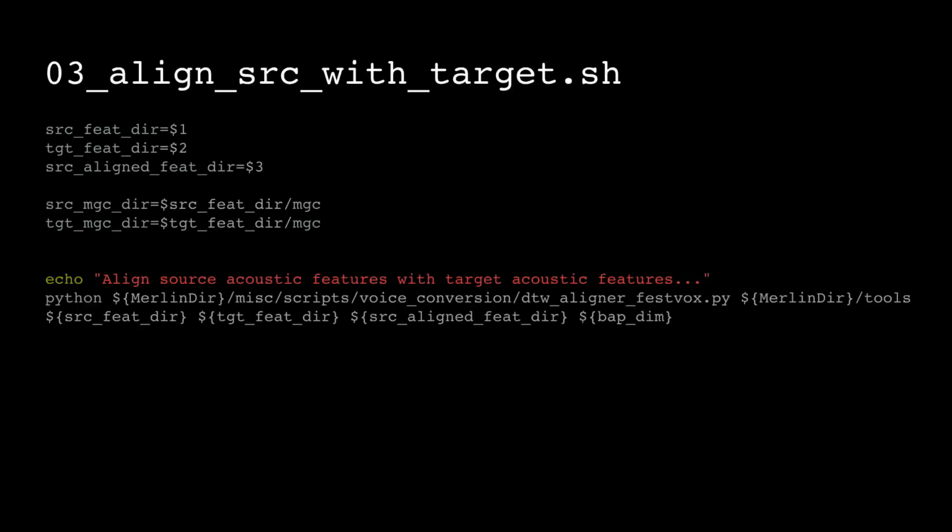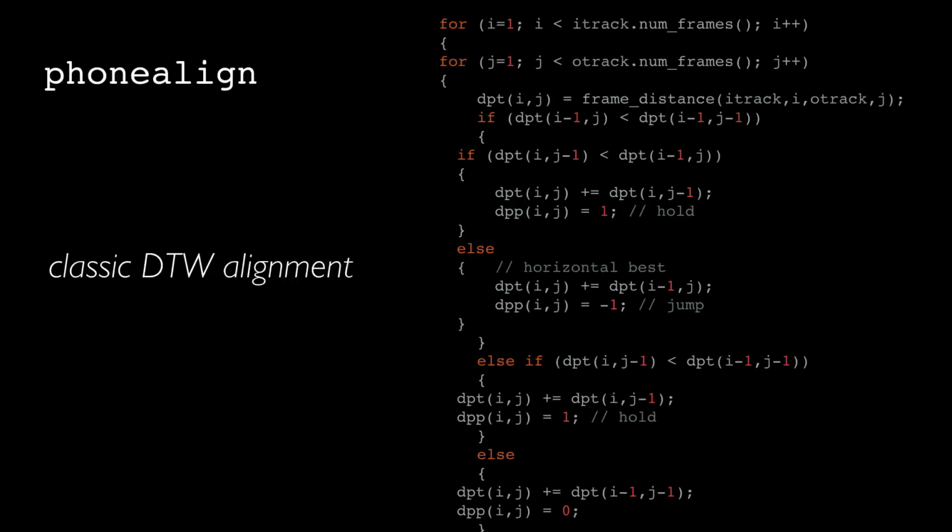Because the only difference between parametric synthesis and voice conversion is the input. So the alignment is also different from parametric synthesis. So in the repo, we also provide some script to align the source and the target features. It is a very classical dynamic programming alignment.